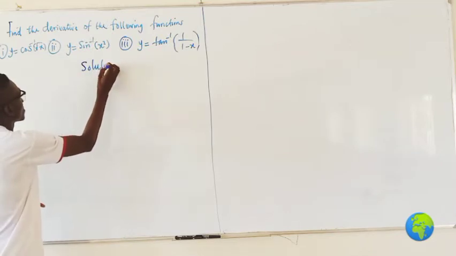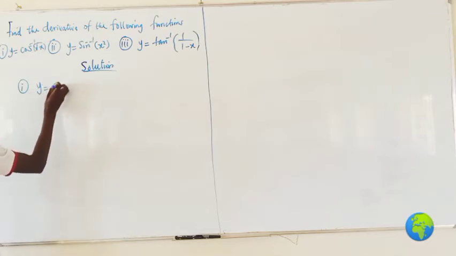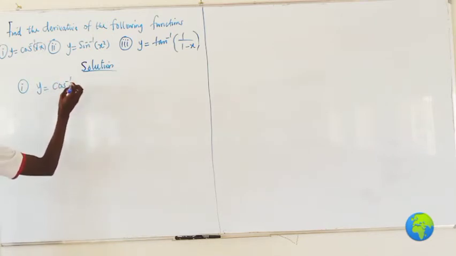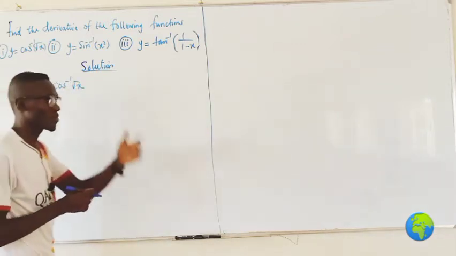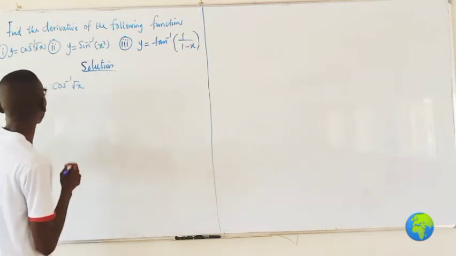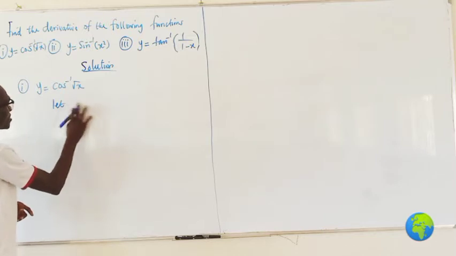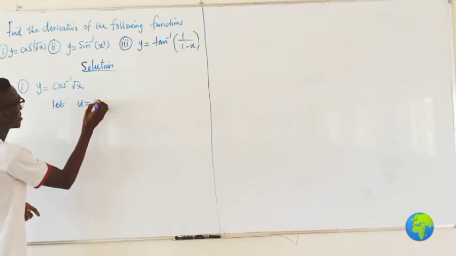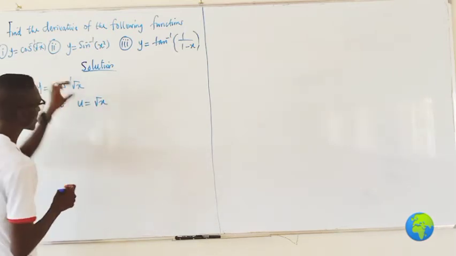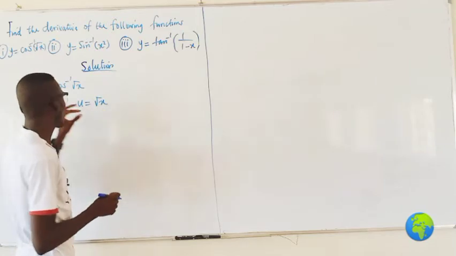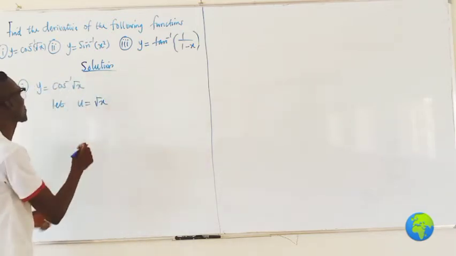Solution. The first one being y equals cos inverse of, not x but square root of x this time around. Yesterday we did cos inverse of 2x, was it? Yeah. So today, let's just go straight. Let u equals square root of x. Recall I said whenever you are picking your u, you make sure you pick what is inside the inverse function. So we pick square root of x because that's what is inside.